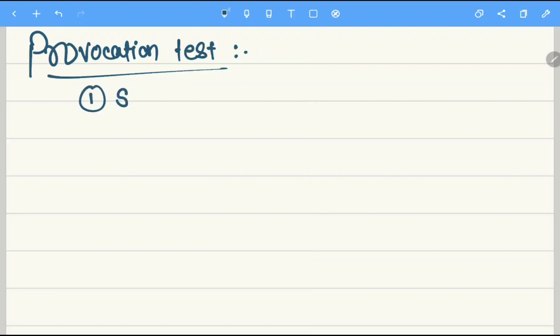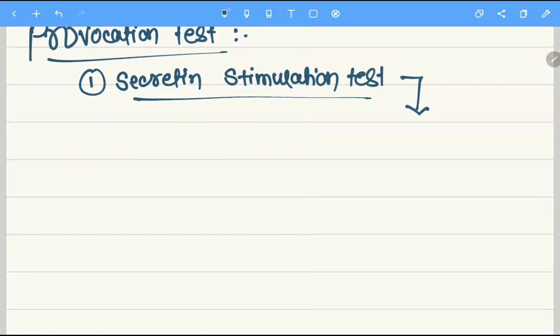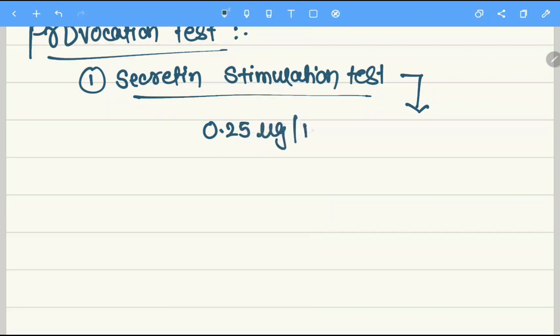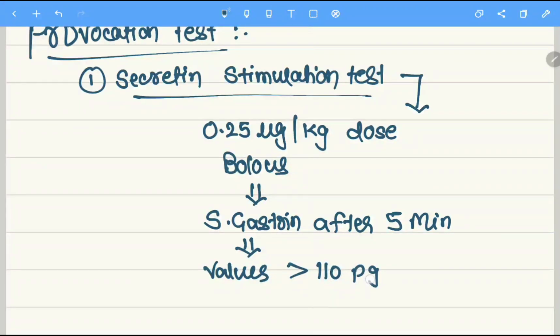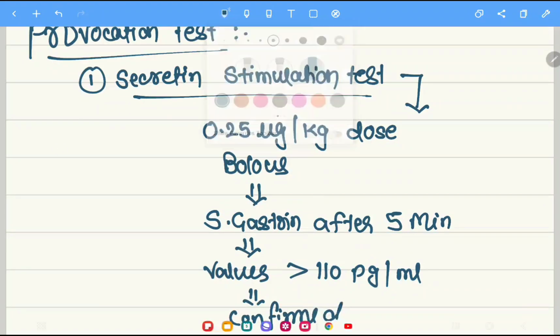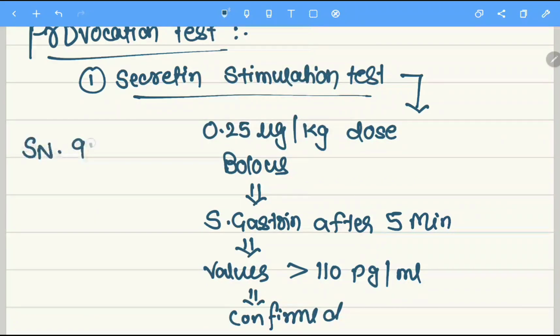you will do secretin stimulation test, right? Yes, you will give 0.25 microgram per kilogram dose of secretin bolus, right? And you will check the serum gastrin level after 5 minutes, and if values are greater than 110 picogram per ml from the baseline, then it is confirmed. It is a highly sensitive provocation test. Yes, sensitivity is 92%. First line provocation test is secretin stimulation test.